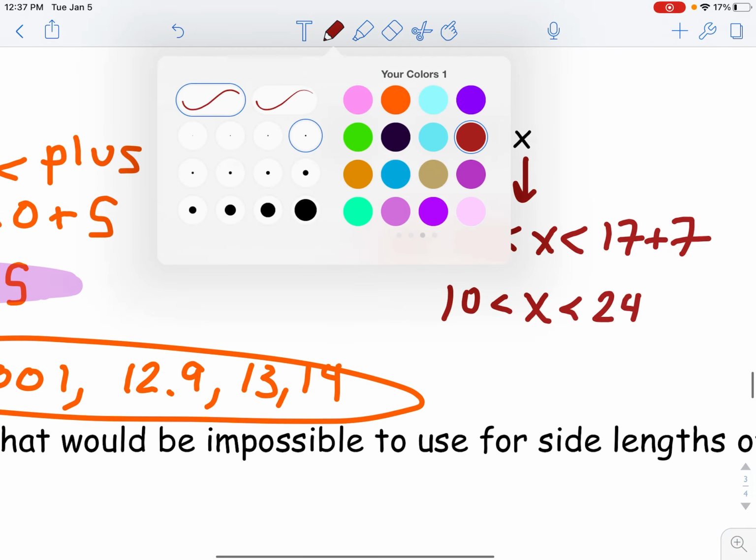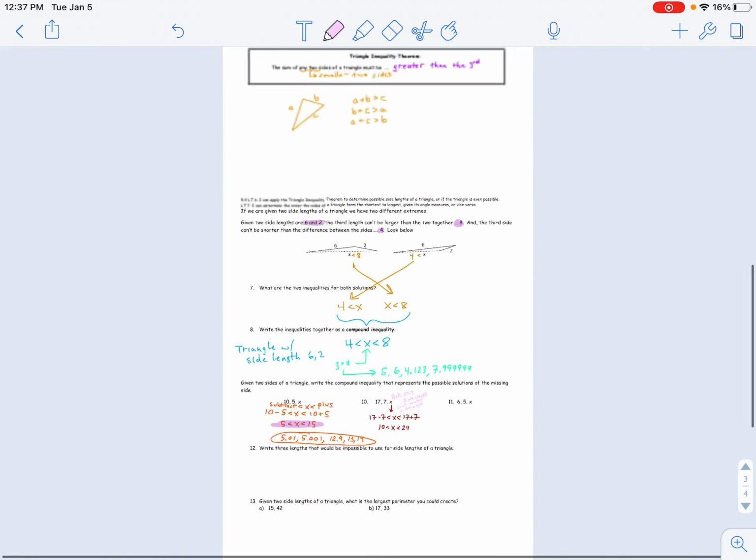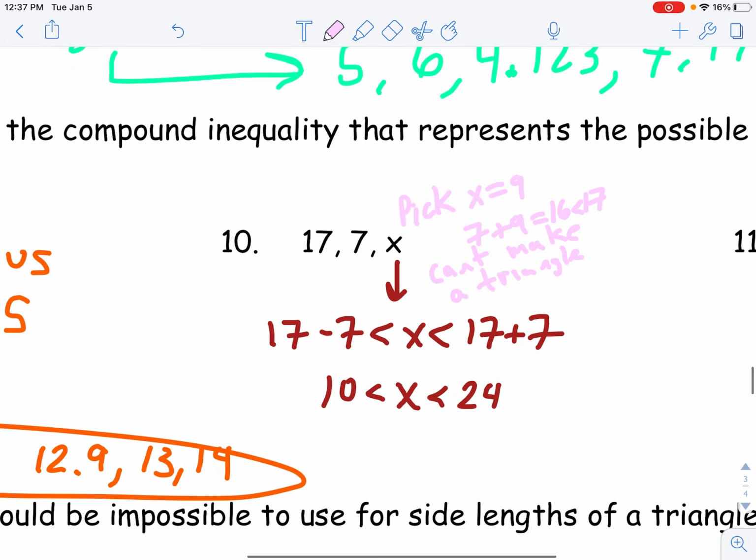And just to emphasize things, hypothetically, if I pick a number less than 10, say I pick x equals 9, 7 plus 9 equals 16, less than 17, can't make a triangle. All right, the triangle inequality theorem fails, what we wrote previously. So if you pick x equals 9 and for number 10, can't make a triangle.